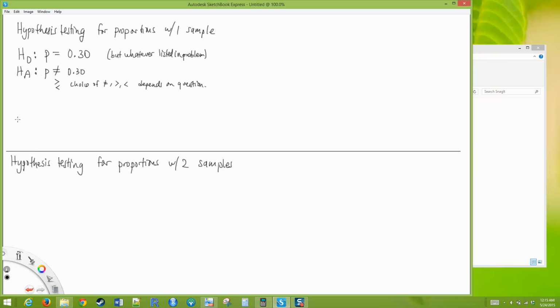It's good to note that your standard error is going to be the square root of P0, the value in your null hypothesis, in this case 30%, times 1 minus P0 over n, using whatever P is in your null hypothesis. Your test statistic Z is going to be P hat minus P0, whatever value is in your null hypothesis, divided by the standard error. P hat is the sample proportion.